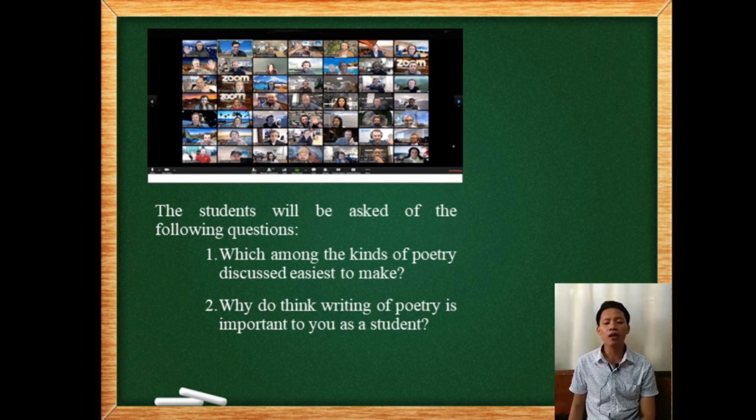This is where question and answer is done. The students will be asked the following questions. Number 1, which among the kinds of poetry discussed is easiest to make? And the students need to justify their answers. And number 2, why do you think writing of poetry is important to you as a student? Once we are done with this, we will proceed to the next activity.